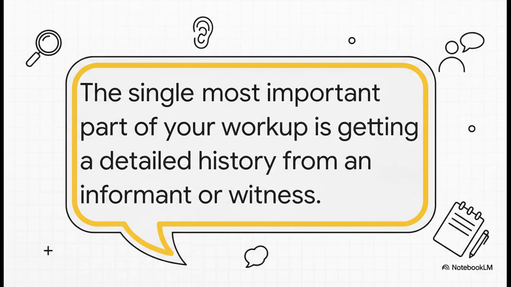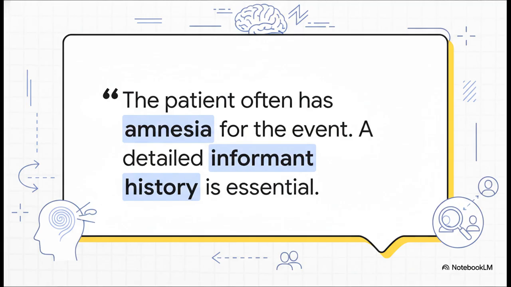All right, before we get into all the fancy classifications and tests, there is one golden rule for your outpatient history. Seriously, this one thing is going to give you more juicy, useful info than pretty much anything else you do. And here it is. The patient often has zero memory of the event, total amnesia, so they can't tell you what happened. This means your best informant isn't the patient at all. It's the witness, a spouse, a friend, even a bystander. That's where your detective work really starts. You've got to get that detailed story from someone who actually saw it.